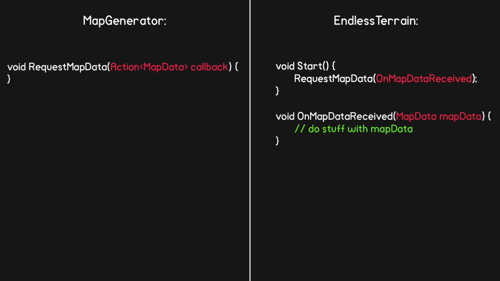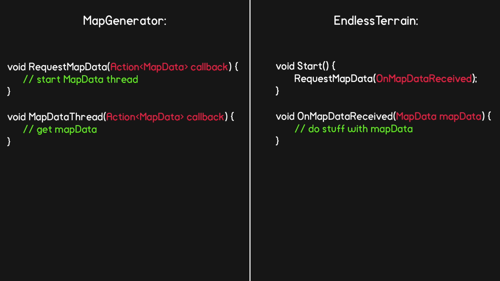So to expand on this RequestMapData method a bit, all this will be responsible for doing is starting the map data thread. Once the map data thread has got the map data, it can't call the OnMapDataReceived method directly, because if we call a method from inside of a thread, then it gets processed on that thread as well. And the reason we don't want this is simply because we'll be doing stuff inside of the OnMapDataReceived method that is only allowed to be done inside of Unity's main thread, such as working with meshes and with textures.